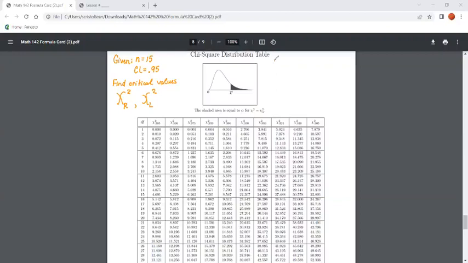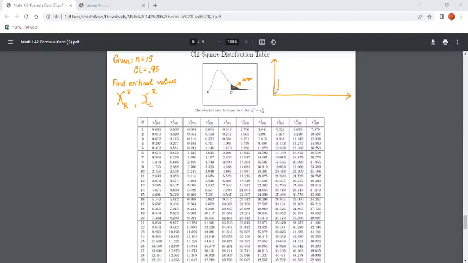The first thing is make sure you know what the table shows us. We have to sketch the graph corresponding to our situation, but you do realize that this table shows us critical values corresponding to a shaded area in the right tail. So this is the area.